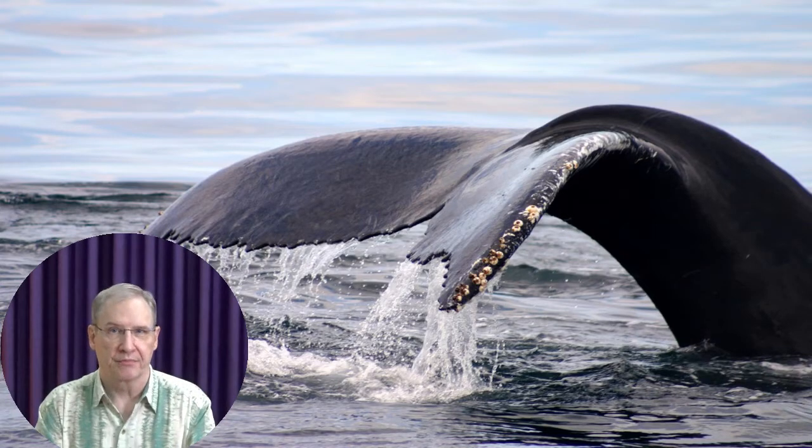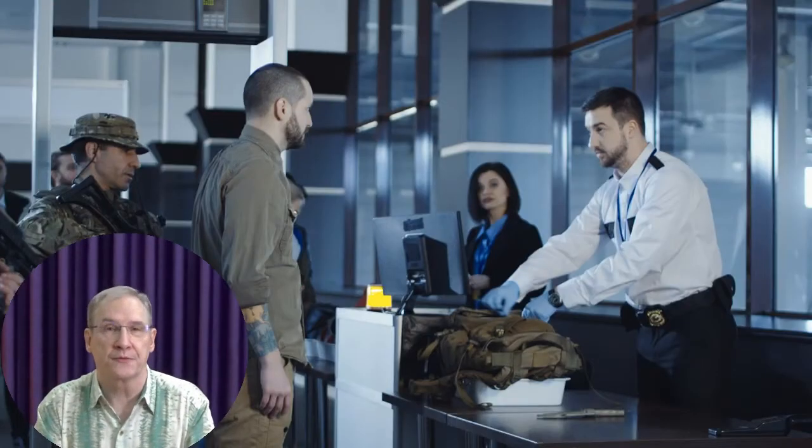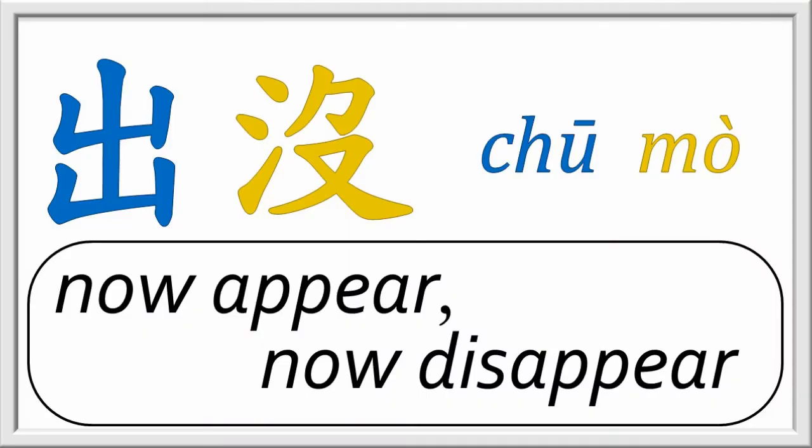Fourth tone mo is the rarer form and means to submerge or disappear. When used by the police or customs officials, it means to confiscate, in other words, to make something disappear. One expression we can create is chu mo, meaning to appear and disappear, to frequent a favorite location, or even to haunt, said of ghosts and demons.